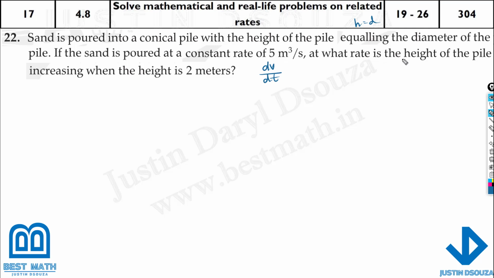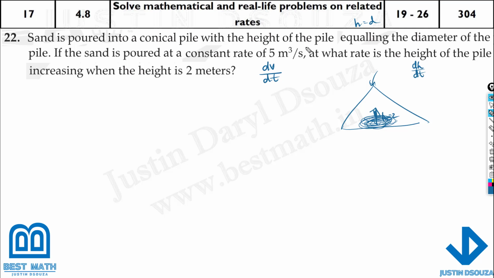At what rate is the height of the pile increasing? At what rate the height, that is dh by dt, as you keep on pouring the sand in a cone. Imagine this is the cone. You're pouring the sand at this particular rate, 5 meter cube per second. The sand is being a pile. It's increasing in radius, it's increasing in the height as well. So what rate will the height of the pile increase when it reaches 2 meters? H is 2.